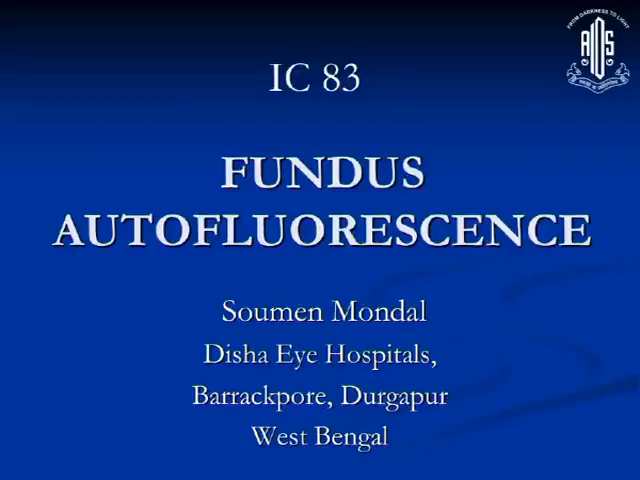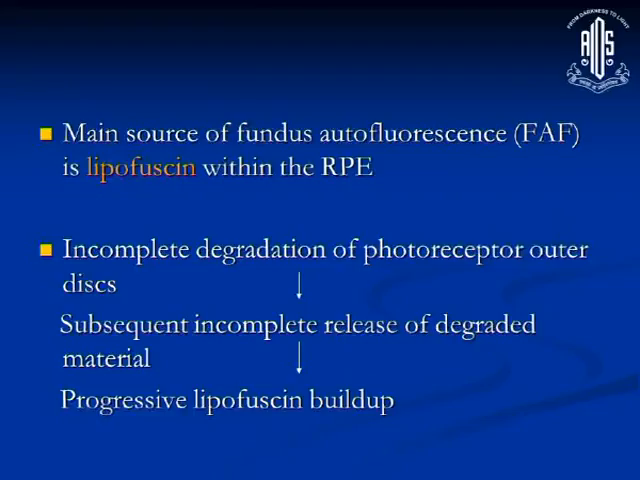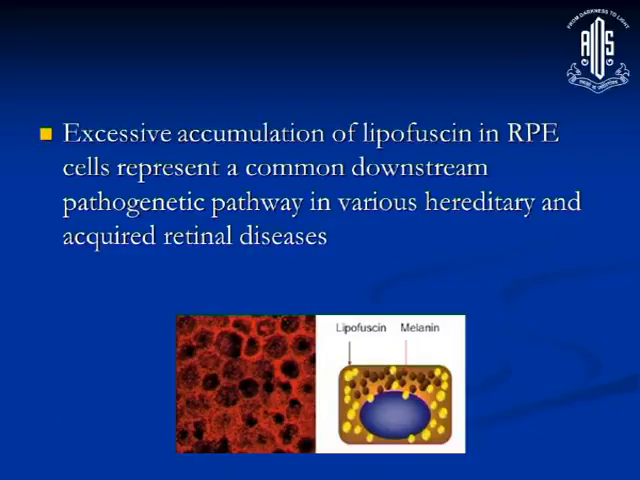I'll straightaway go to our topic today. The main source of autofluorescence is lipofuscin within the RPE. Due to incomplete breakdown of photoreceptor outer discs, there's a subsequent incomplete release of degraded material, which leads to progressive lipofuscin buildup. Now, this excessive accumulation of lipofuscin in the RPE cells represents a common downstream pathogenic pathway in various hereditary and acquired retinal diseases.